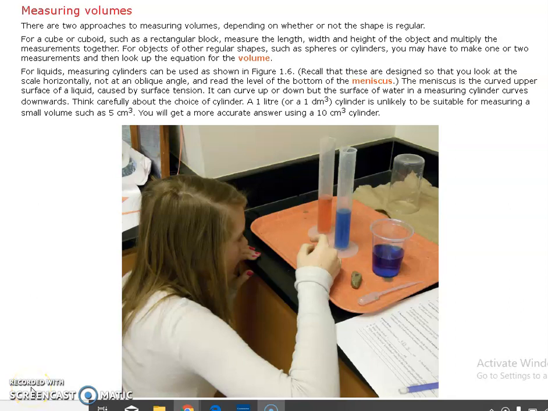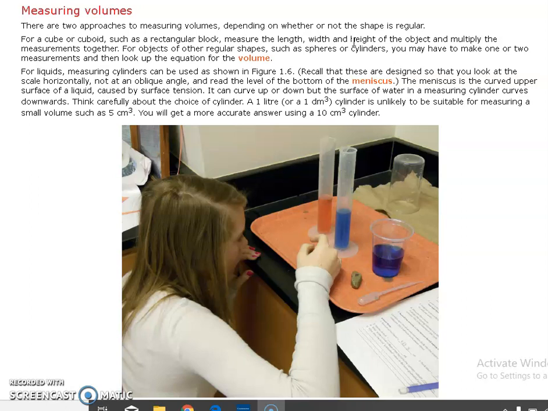Good afternoon, children. Today we are going to discuss measuring volumes. We have already discussed how to measure length, and how important it is to measure length, or any measurement, accurately. There are two approaches to measuring volume, depending on whether or not the shape is regular. So we have to consider the shape when measuring the volume.